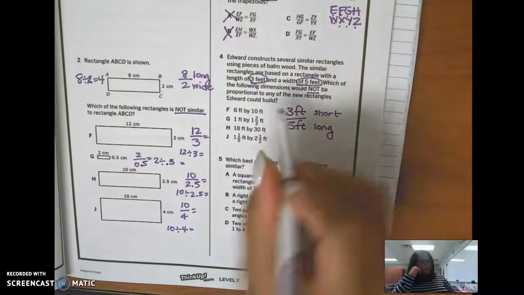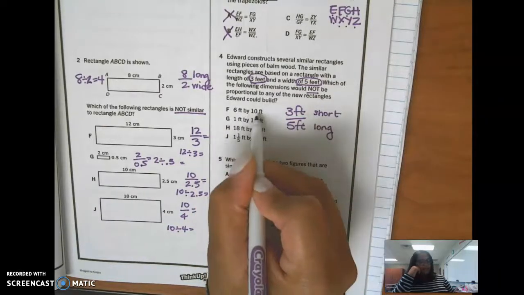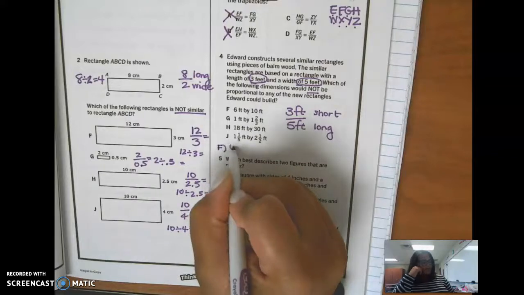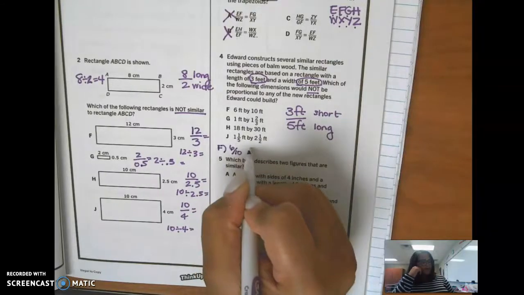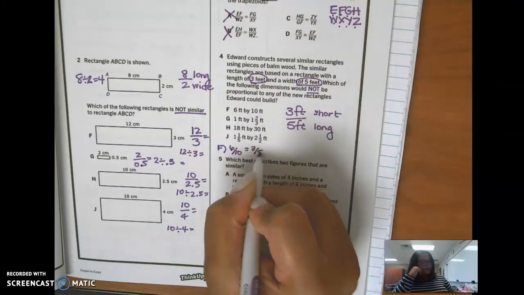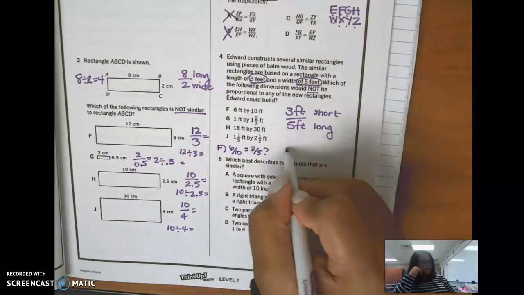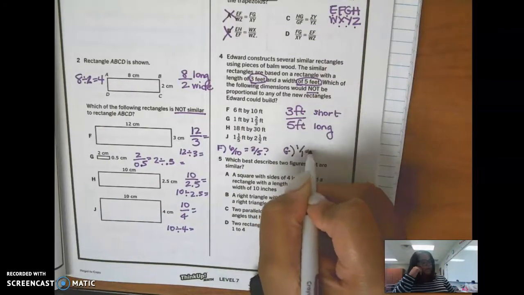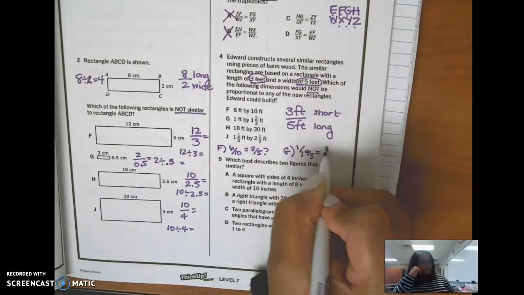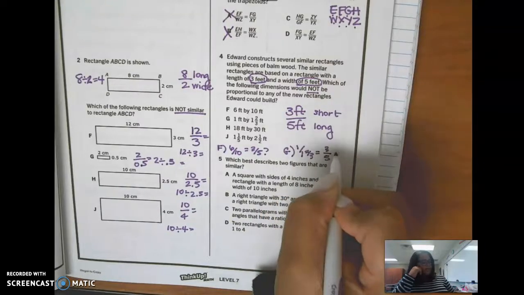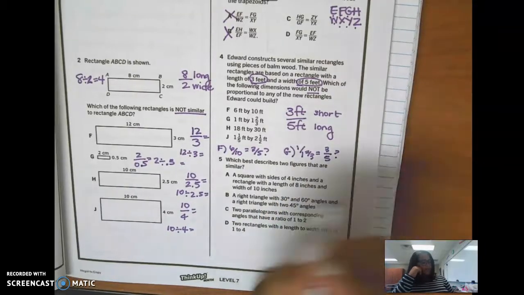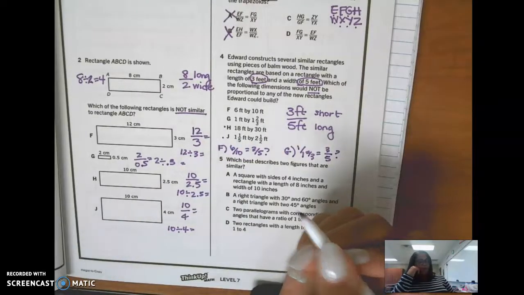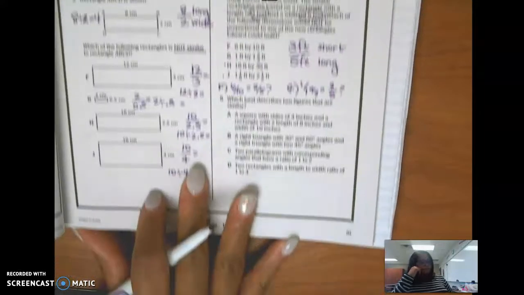Okay? So I need to make these, again, as fractions. So F, 6/10. Does that equal 3/5? G, 1 and 2/3. Does that equal 3/5? Okay, and I need to do that for H and J too, just to double check it. Although I think I've already found my answer.